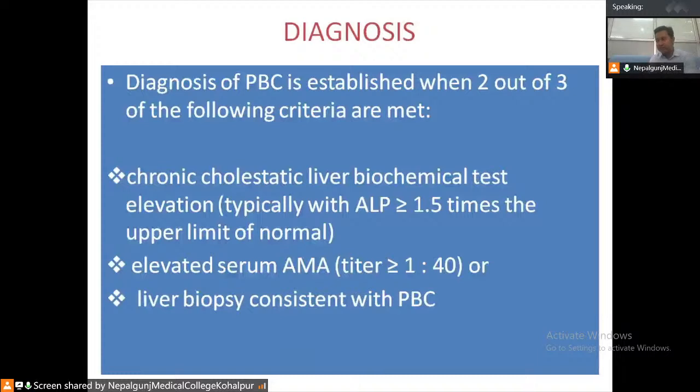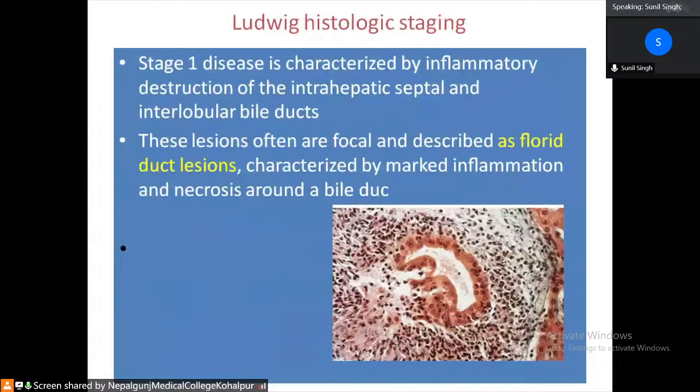The liver biopsy is considered if you have doubt about an overlap syndrome, where the patient has symptoms of autoimmune hepatitis and PBC overlapping. Then you can do a liver biopsy. By liver biopsy you can stage the liver disease. There are four stages, stage 1, 2, 3, 4. This is the Ludwig histologic staging. You may just get an MCQ question; otherwise, you don't need to remember the Ludwig histologic staging.